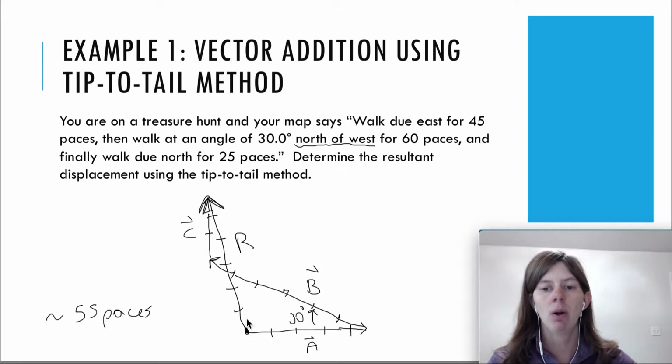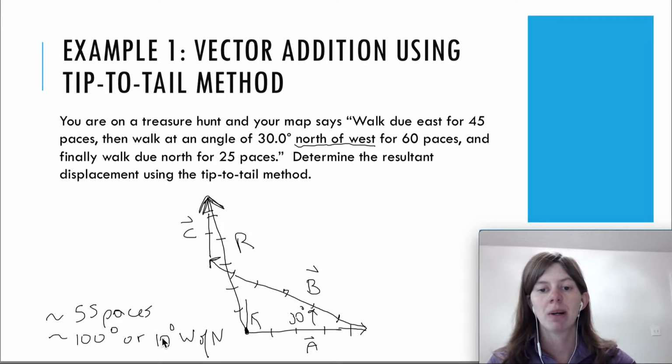And then the angle, well, it looks like it's more than 90 degrees, because 90 degrees would be this angle here. So I'll say it's about 100 degrees, my direction. I'm using a positive angle, meaning counterclockwise. I could also say, if I start at the north, then I'm going 10 degrees to the west, so 10 degrees west of north.